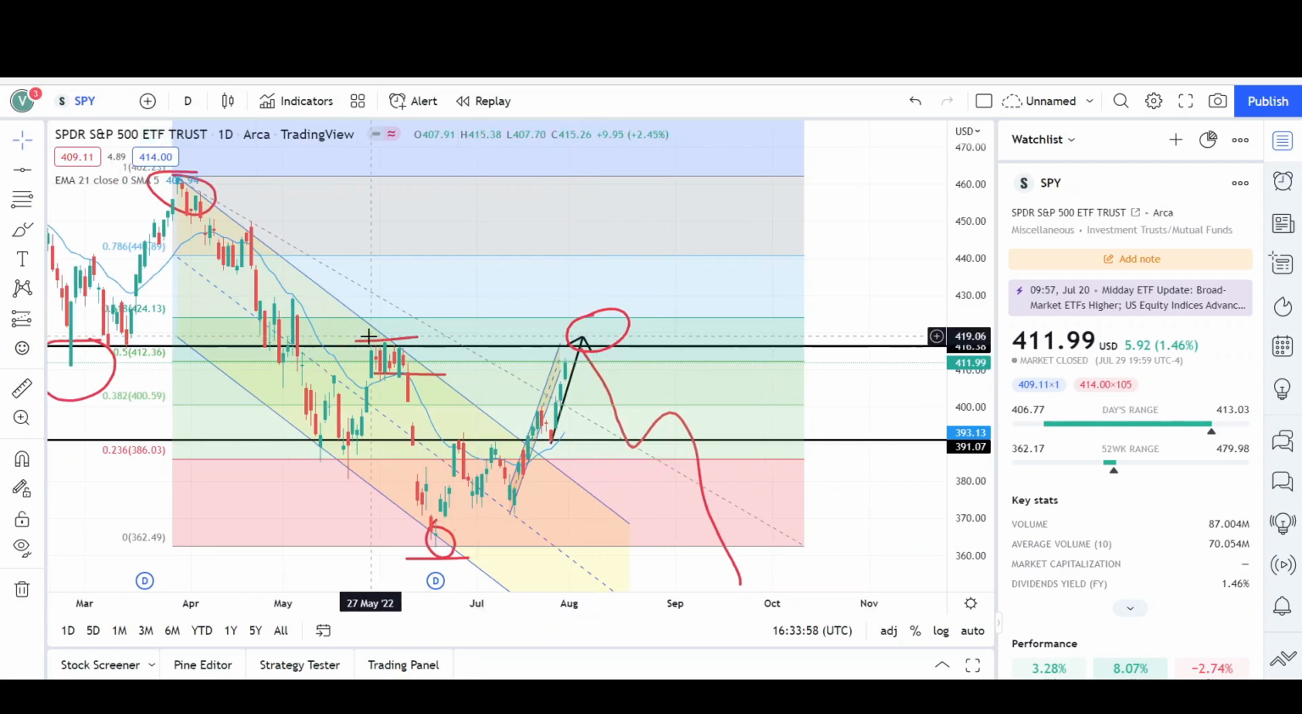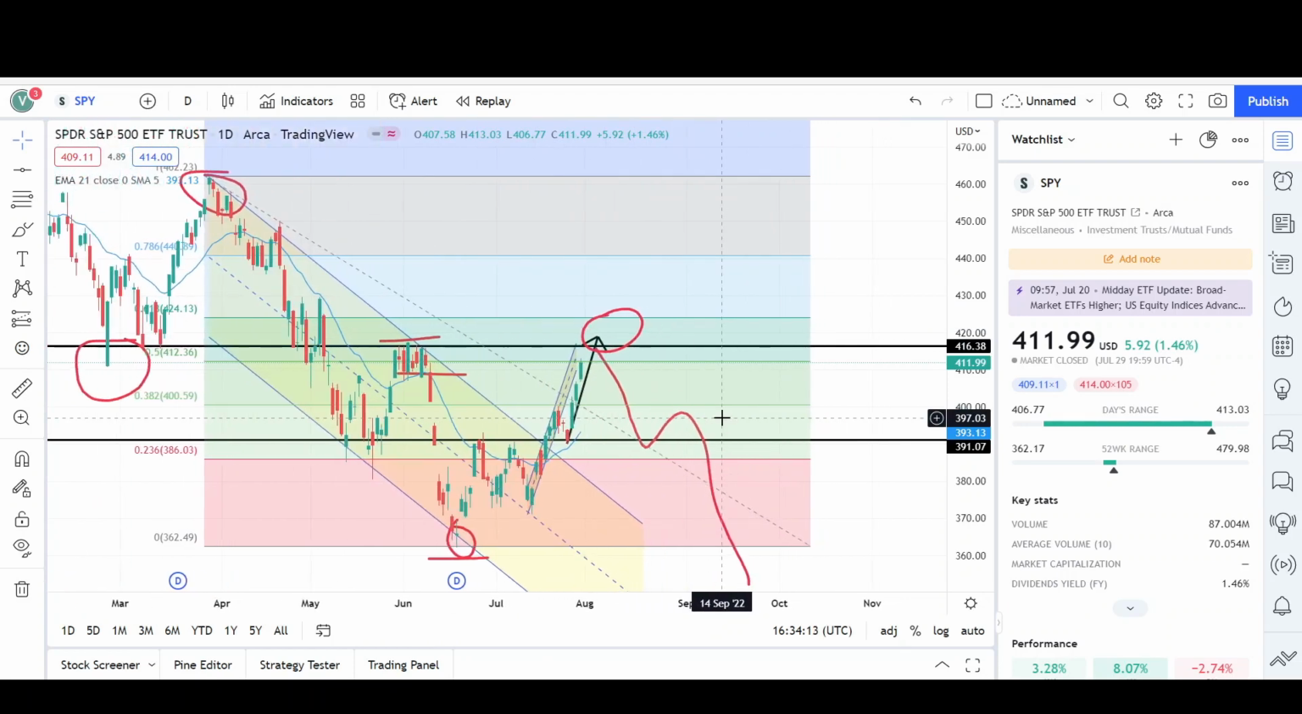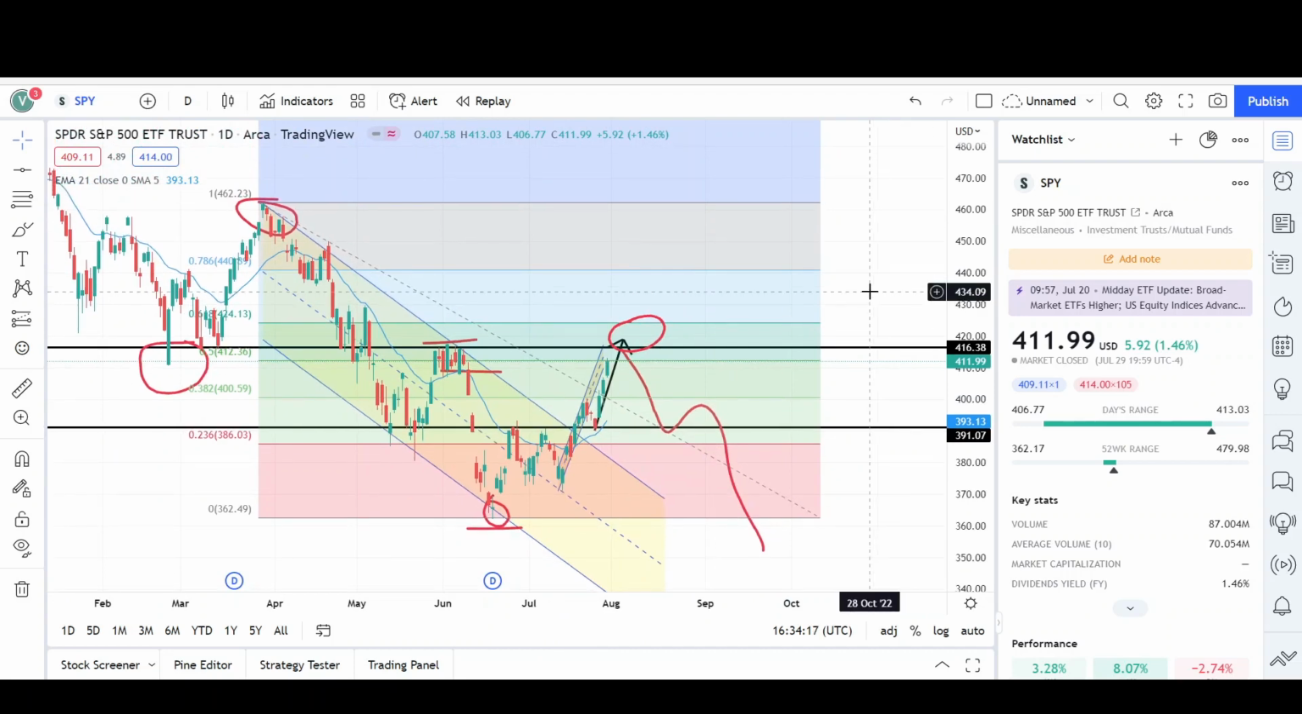I would expect the highs right here, this swing level right around the 419, 420 level. If we break that, we could probably reach the 423, 424 level, and I'll give you guys an update next week if anything else changes. But that's pretty much what happened on the SPY, and we can wrap this up on the weekly chart.